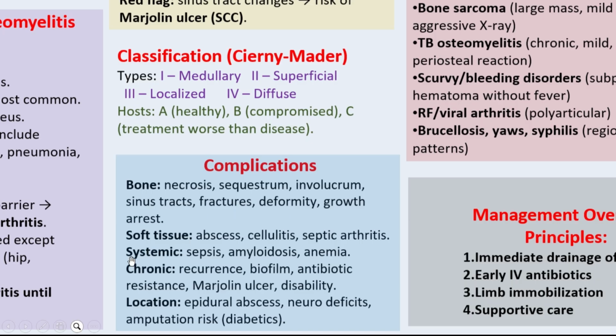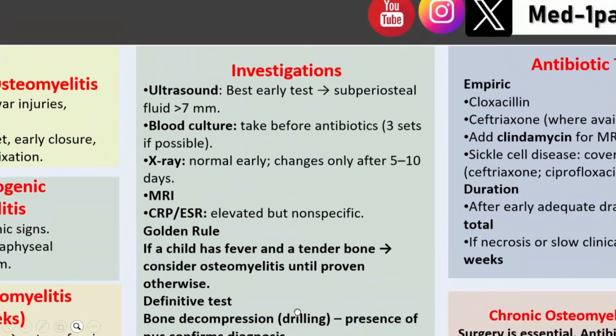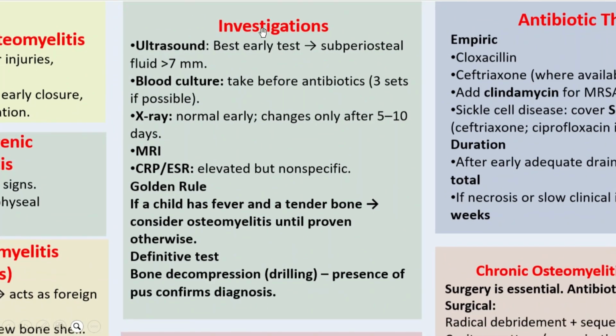Then soft tissue, we can have abscess, cellulitis, septic arthritis. Systemically, we can have sepsis, amyloidosis due to chronic infection. We can have anemia, and when we have chronic osteomyelitis, we can have recurrence. In acute and chronic, we can have a biofilm, antibiotic resistance may come, Marjolin's ulcer may develop, and then disabilities. Then, depending on the location, if it's an epidural abscess, we can have issues with that. For example, in the spine, we can have neural deficits, and the risk of amputation is high when it comes to diabetes.